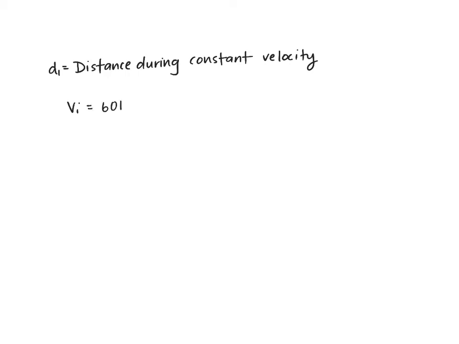This is going to be the distance during constant velocity, and we're going to call that D1. Okay, so we know we were traveling at 60 kilometers an hour. We're going to change that into meters per second. So we're going to multiply by 1,000 meters over 1 kilometer, and then divide by 3,600 seconds in 1 hour. And we get 16.7, so 16.6 repeating meters per second.